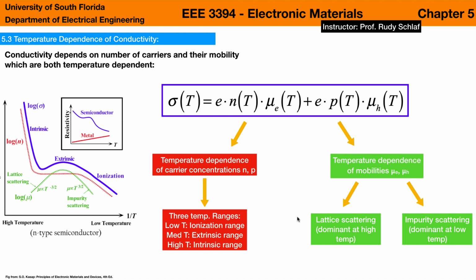And then we will look into the temperature dependence of the mobilities, and there we will see that there are basically two temperature ranges, where at high temperatures the lattice vibrations dominate the mobility, while at low temperature the mobility is mainly determined by impurity-based scattering, and so that will give us that green curve. And when we throw both of the red and the green curves together, then we'll get the temperature dependence of the conductivity, which is the purple curve here.